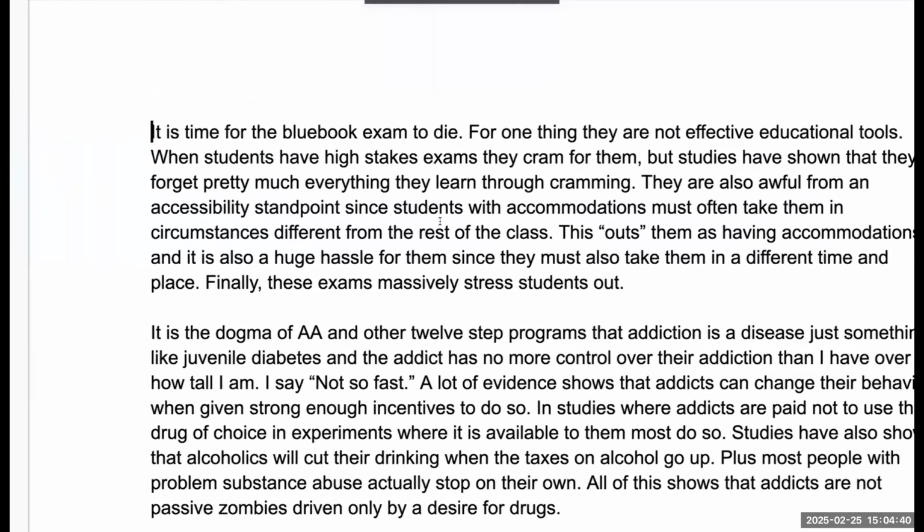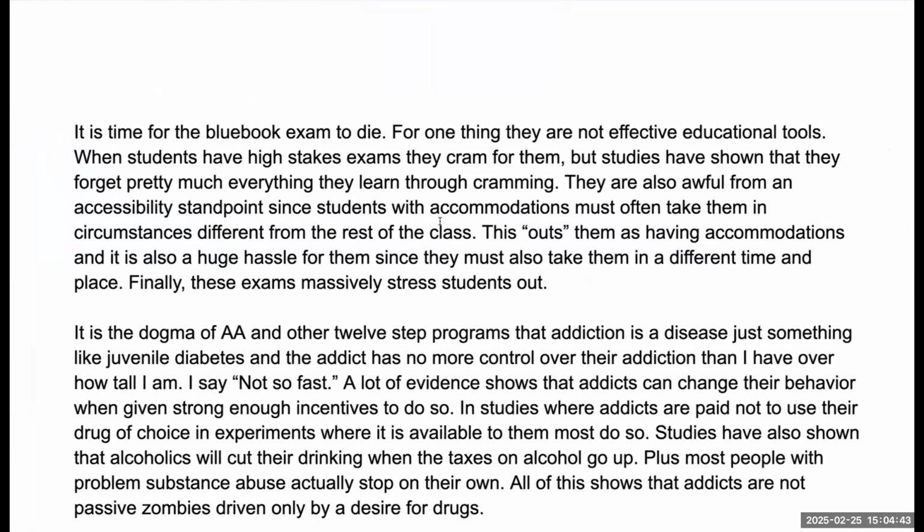So argument one here. It is time for the Blue Book exam to die. For one thing, they are not effective educational tools. When students have high stakes exams, they cram for them, but studies have shown that they forget pretty much everything they learned through cramming. They are also awful from an accessibility standpoint, since students with accommodations must often take them in circumstances different from the rest of the class. This outs them as having accommodations, and it is also a huge hassle for them since they must take them in a different time and place. Finally, these exams massively stress students out.